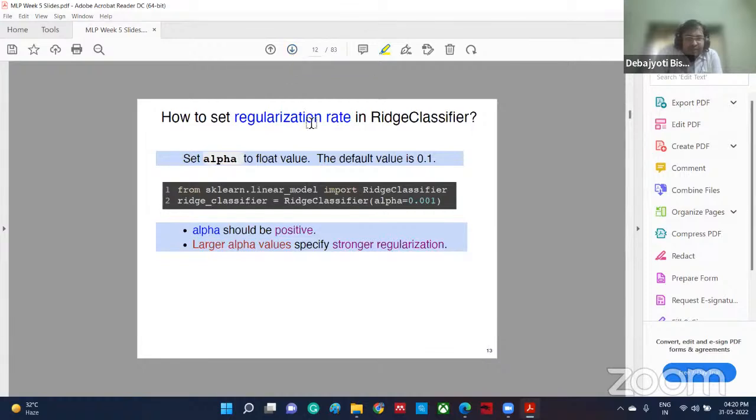Then you can remember how to set the regularization rate, so how to basically set alpha. Just remember that the regularization rate is denoted by alpha. Alpha is a float value and the default is 0.1. Mostly in your OPE exam, it will be given: make a RidgeClassifier with alpha equals 0.001, or if it is made more difficult, then set the regularization rate equal to 0.001 and carry on with the given task. So you just put RidgeClassifier with alpha equals 0.001. Alpha always should be positive. That is again a one mark quiz question. They may ask whether alpha is positive or not, as a true false. And a larger alpha value specifies stronger regularization.